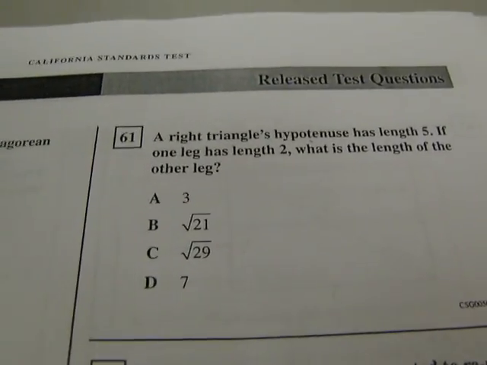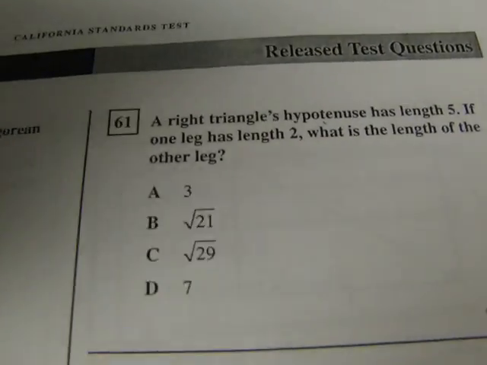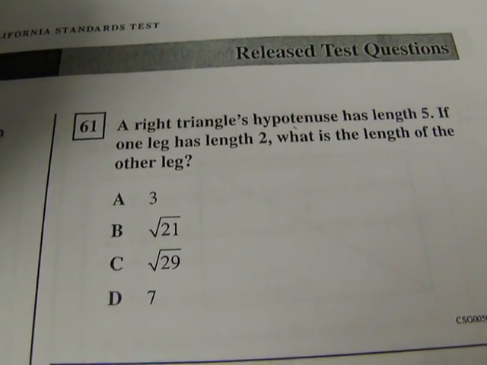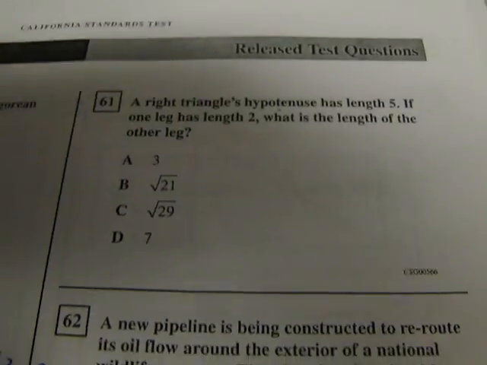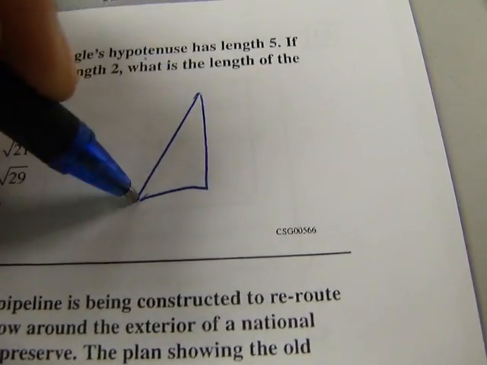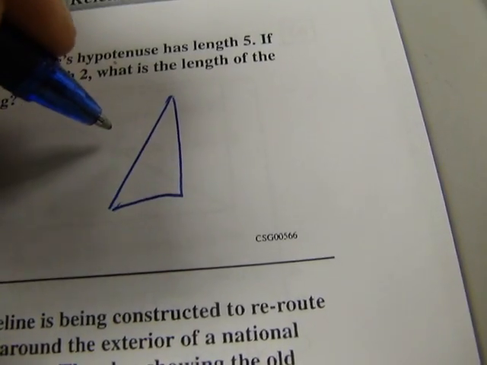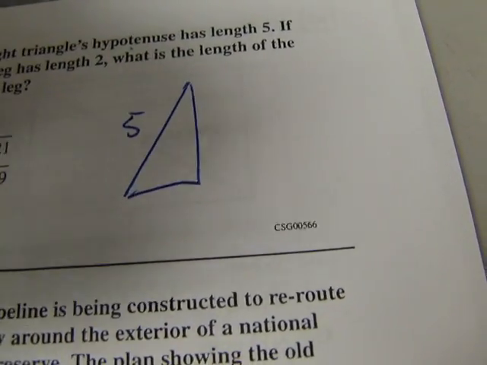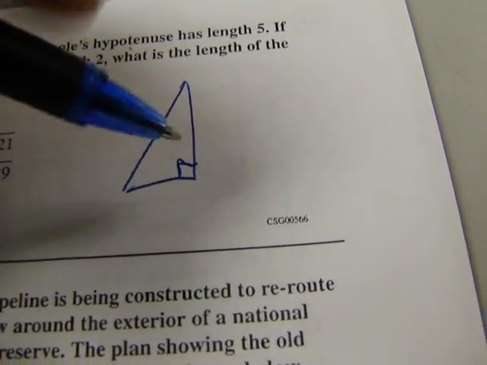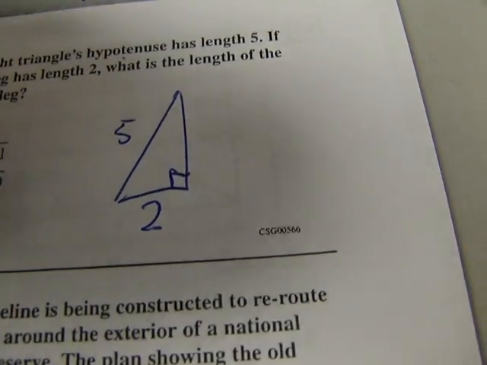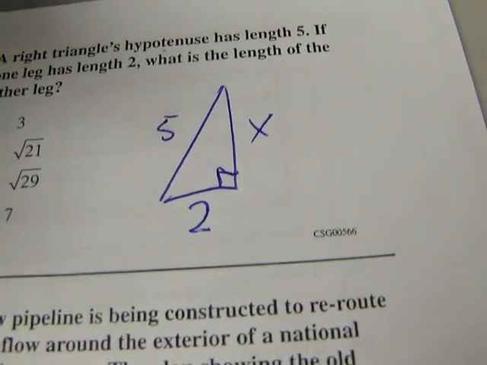So let's look at problem 61. It says a right triangle's hypotenuse has length 5. If one leg is length 2, what is the length of the other leg? So first of all, it's a right triangle. We know that. We also know that the hypotenuse is 5, and one of the legs is 2. The other two sides are called legs. So this one will be 2, and the one we want to know is this one. So we'll call that x.